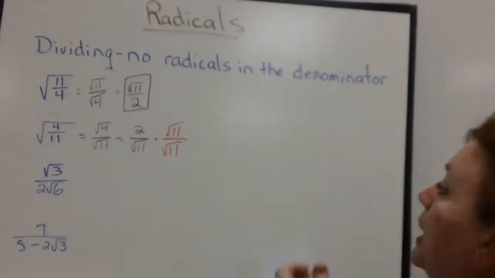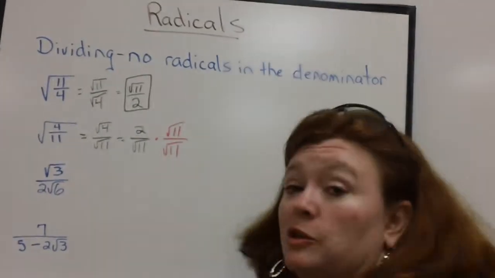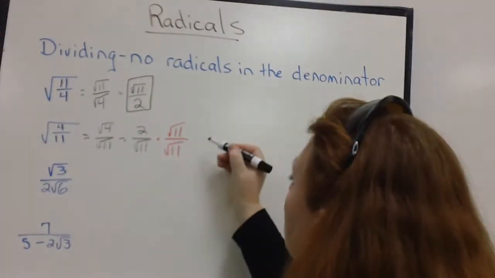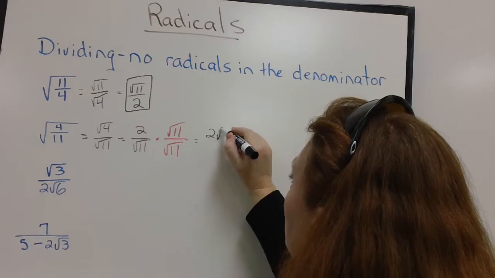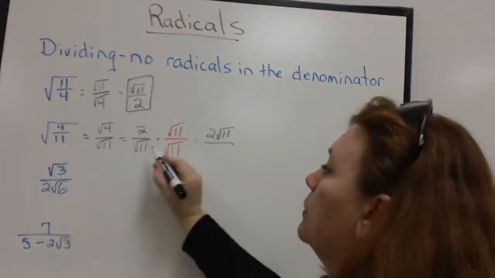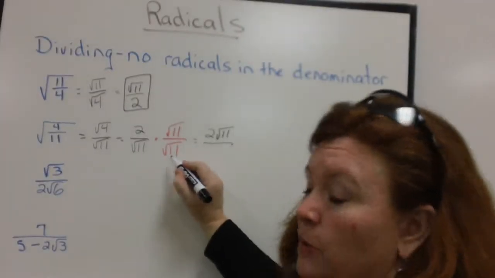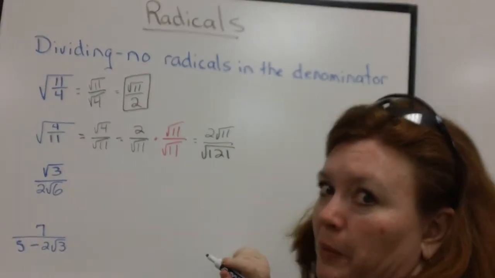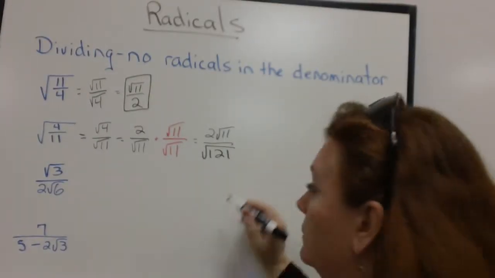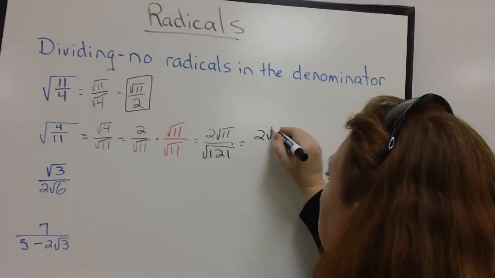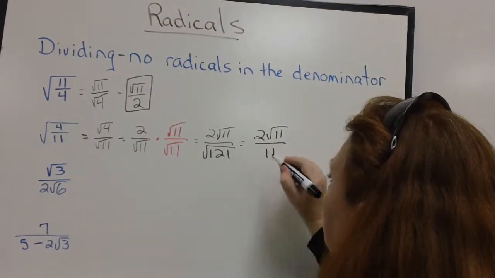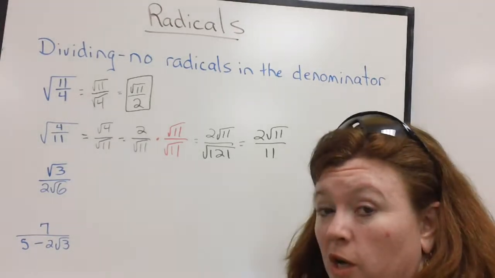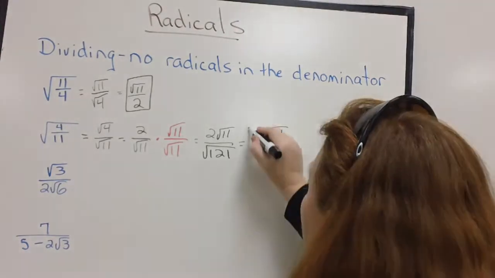So let's multiply. When you multiply 2 fractions, you multiply straight across. So 2 times the square root of 11 is 2 square roots of 11. Square root of 11 times the square root of 11. Yes, it's the square root of 121, but what is that? It's 11. Now, do I have a radical in the denominator anymore? No, I don't. So that is my answer.